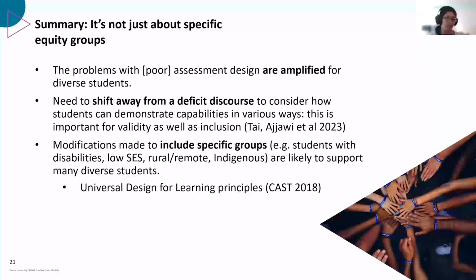So in summary, it's not just about specific equity groups. The problems that we encountered across the projects with poor assessment design seem to be amplified for all diverse students. In doing this work, we've been shifting away from that deficit discourse, thinking about students that are somehow less. Rather, we need to consider how students can demonstrate their strengths and capabilities in various ways. This is important not just for inclusion, but also to ensure that our assessment is valid, that the assessment actually ensures that all students can demonstrate capability.